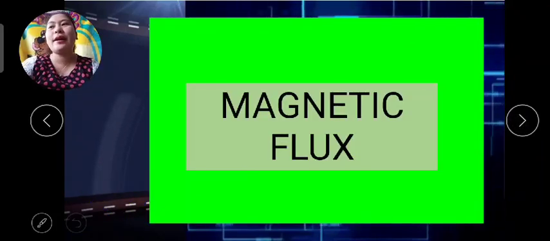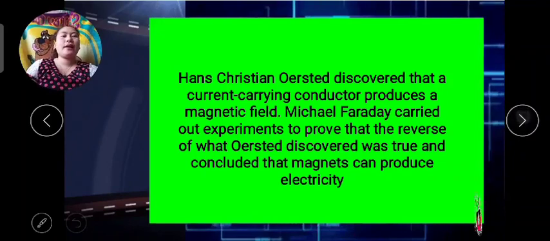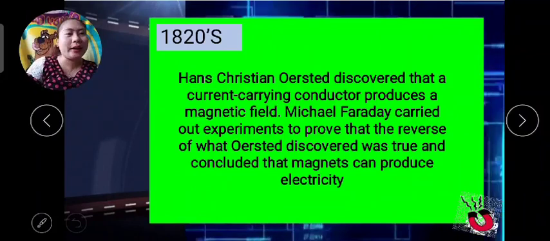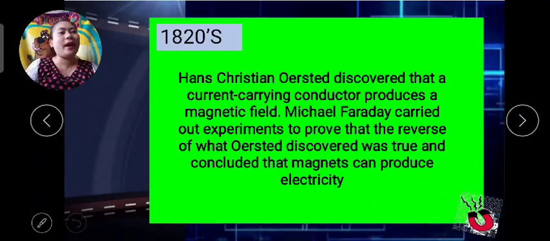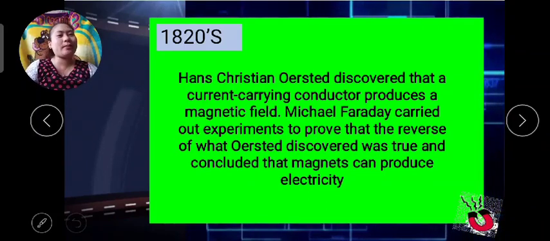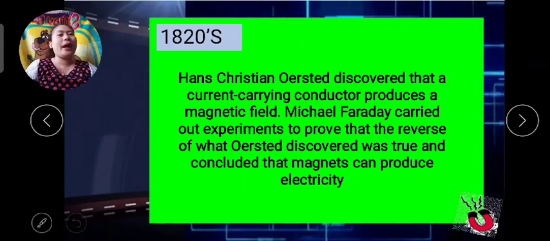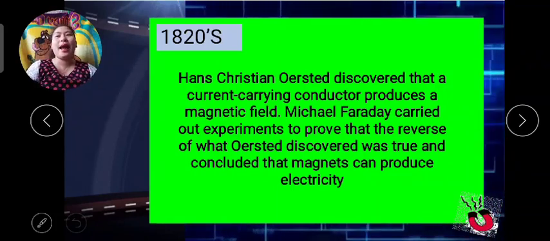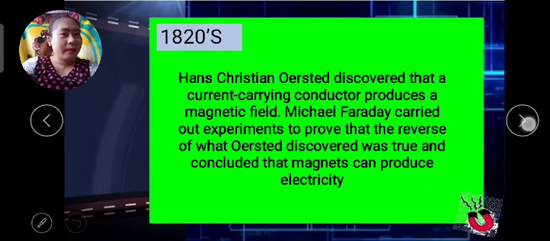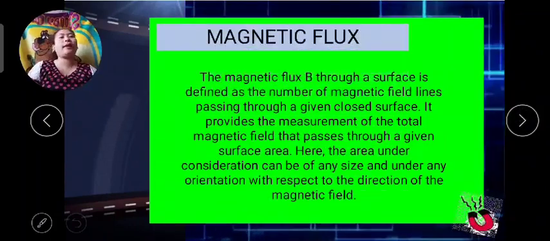Next, magnetic flux. Magnetic flux, in 1820s, Hans Christian Ørsted discovered that a current carrying conductor produces a magnetic field. Michael Faraday carried out experiments to prove that the reverse of what Ørsted discovered was true, and concluded that magnets can produce electricity. So, yan naman yung sinabi ni Michael Faraday. And they were able to determine or define what is magnetic flux.